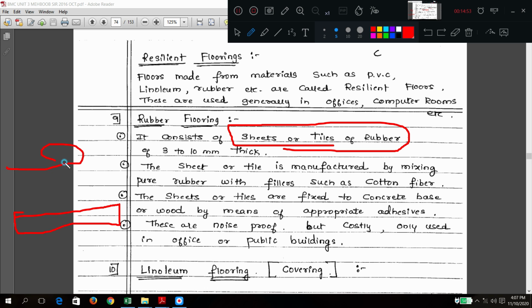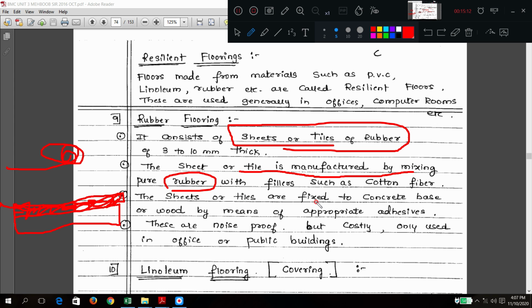There is a rubber sheet in the form of coil. So perfect glue or adhesive, like Fevicol, any glue is pasted here, and above this roll is pressed. Simple, no? So how is it done? The sheet or tile is manufactured by mixing pure rubber.